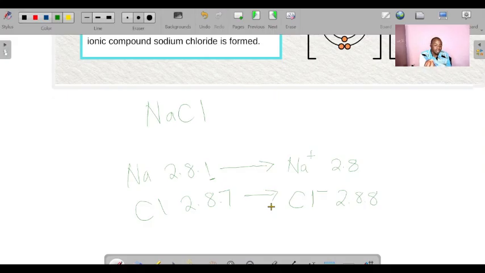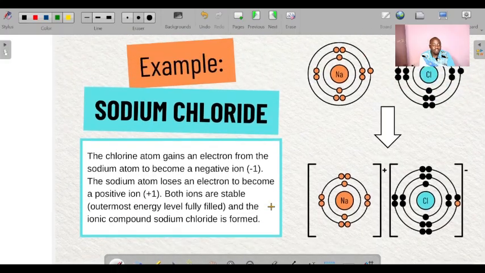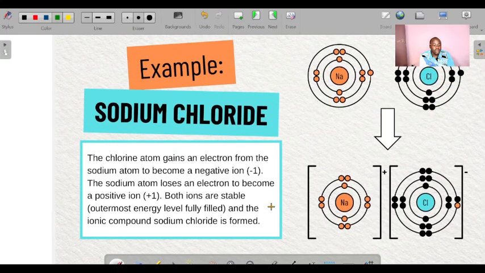So simply what is happening, we have the sodium transferring its outermost electron to chlorine. In the process, our sodium becomes a sodium ion. Our chlorine that has gained now becomes a chloride ion. Remember, these 2 ions now are stable. So they now come together to form what we have on our display. This is our sodium ion, and this is our chloride ion.